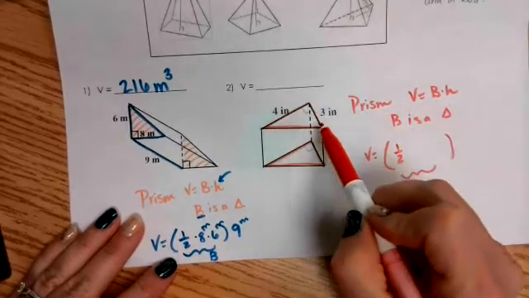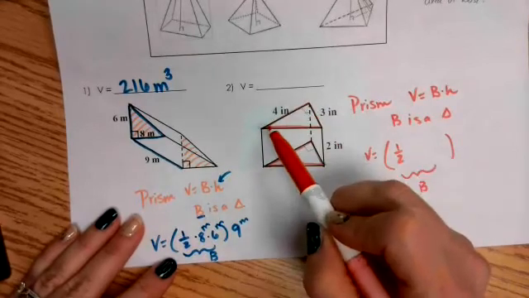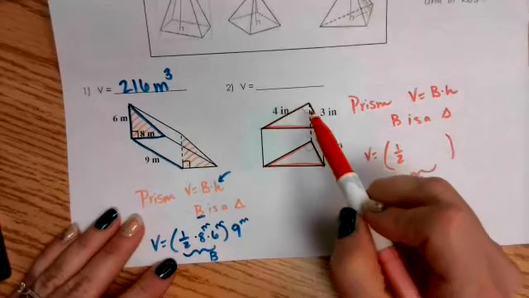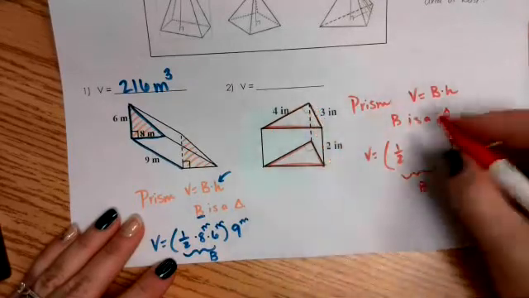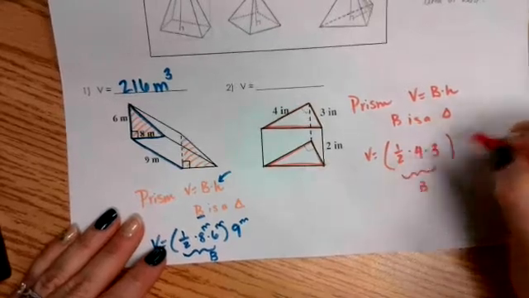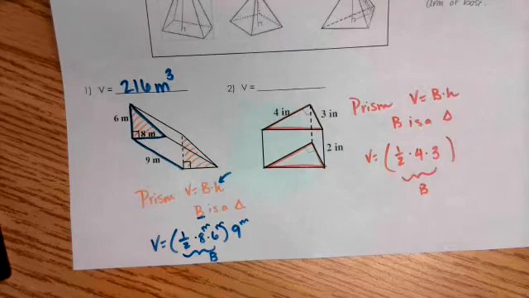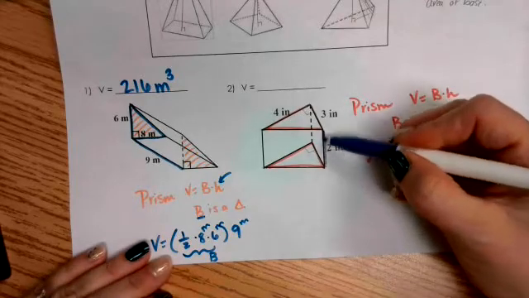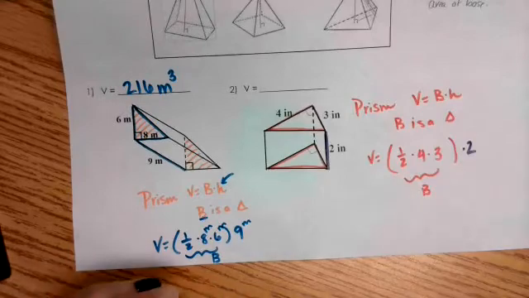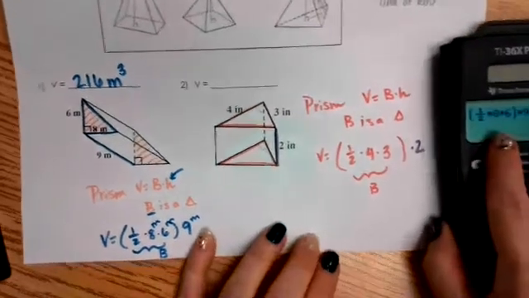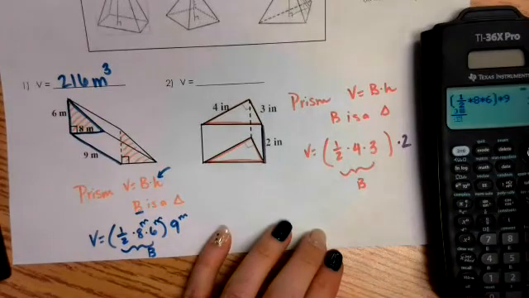So in this triangle, the base is 3 and the height is 4. In a triangle, when you find the area, the base and the height have to be perpendicular. So I'm just going to do 1/2 times 4 times 3. And then the height of the entire prism is always the distance between the 2 bases, which is 2. So if I plug this whole thing in, it will give me my volume. So, oh dear.